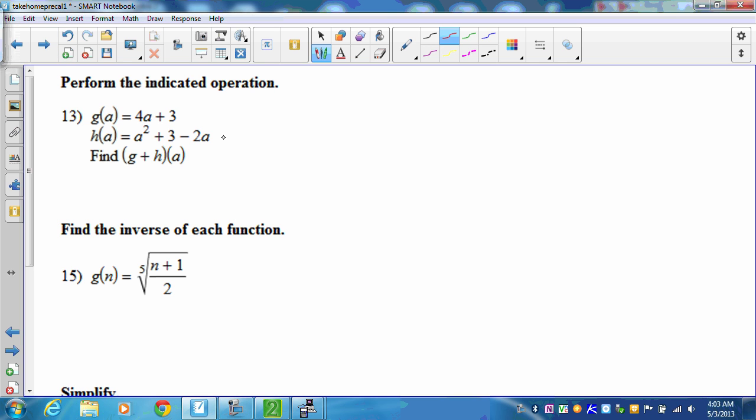Alright, let's take a look at number 13. This is just working with not really composite functions, but where you have two separate functions defined. Here's g, 4a plus 3, and h is this one. We're just going to perform operations on it. In this case, we're just going to add them together. So it's really just as simple as putting g here, and then add h, which is a squared minus 2a plus 3. I'll just rearrange these two. And then this is the new formula.